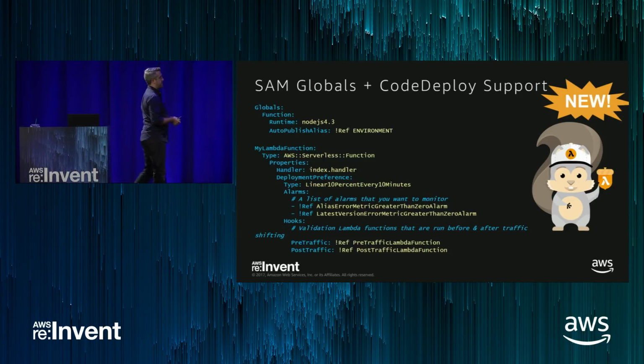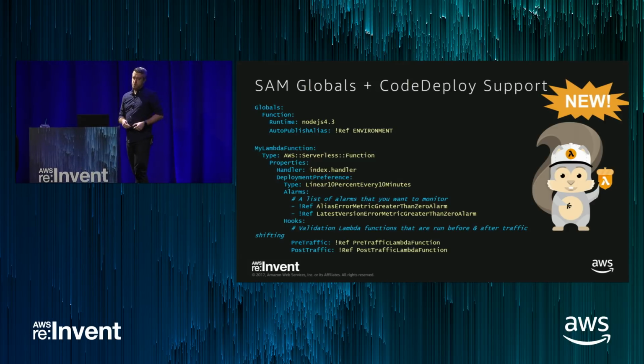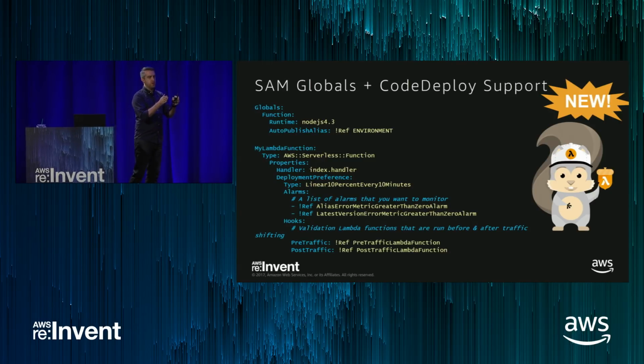Now, the second thing that we've added here this week that's new is down below here in my Lambda function under what's called deployment preference. And here we see a type, and this type is linear 10% every 10 minutes. What this means is that every 10 minutes, we're going to shift 10% of the traffic over to the new version of our deployed code. And in this case, it's going to do this automatically for you.